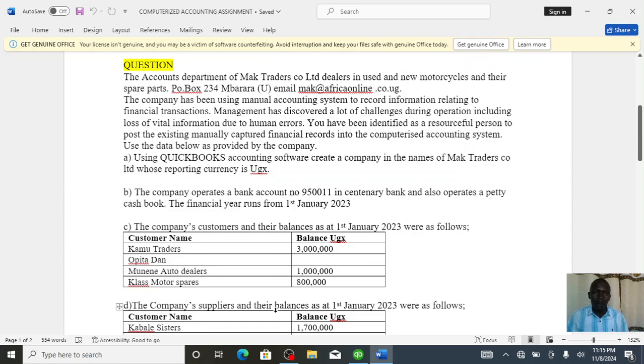I'm going to take you through a question in QuickBooks. Our question says, the Accounts Department of Mark Traders Company Limited, dealers in used and new motorcycles and their spare parts, and they are telling us to use QuickBooks accounting software to create a company in the name of Mark Traders whose reporting currency is UGX. So we are going to go to our QuickBooks.